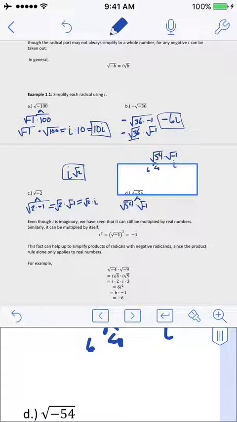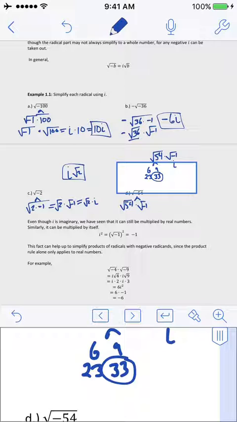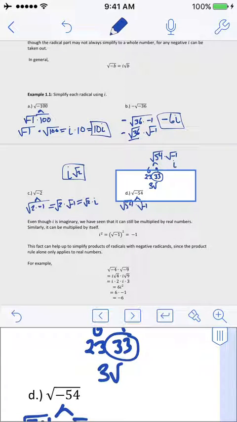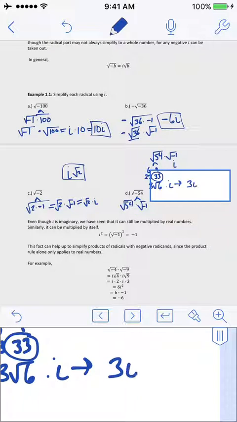Oh my gosh, what is wrong with this test? Okay, 6 and 9, 2 and 3, 3 and 3. I've got a pair, right, because it's squares. I can take a pair out of 3's. I get 3 root 6 times i, otherwise known as 3i root 6. And that's my final answer.